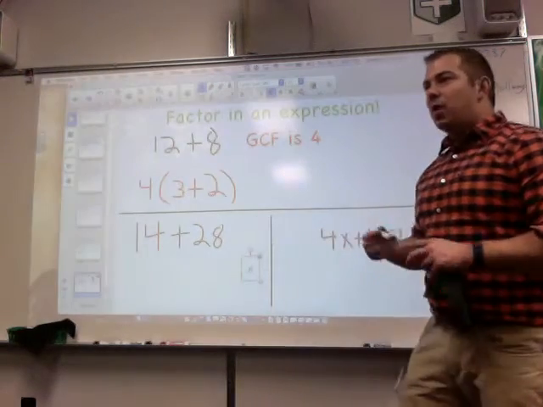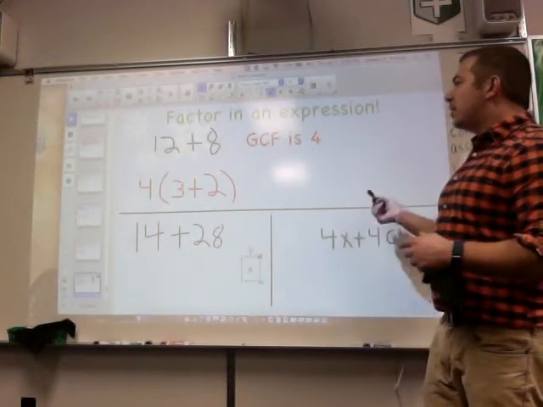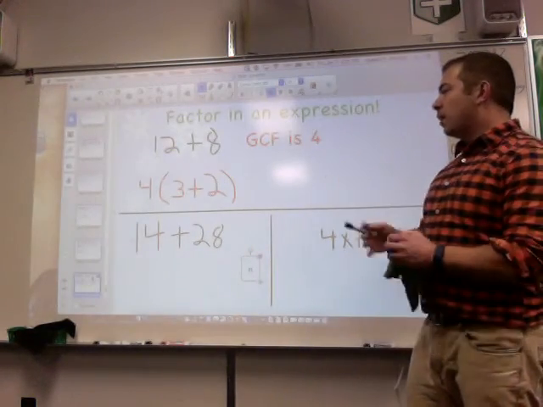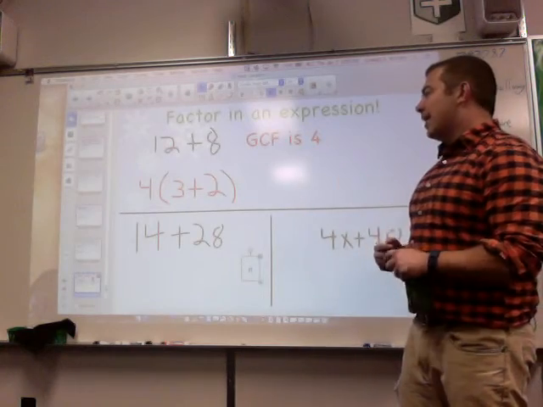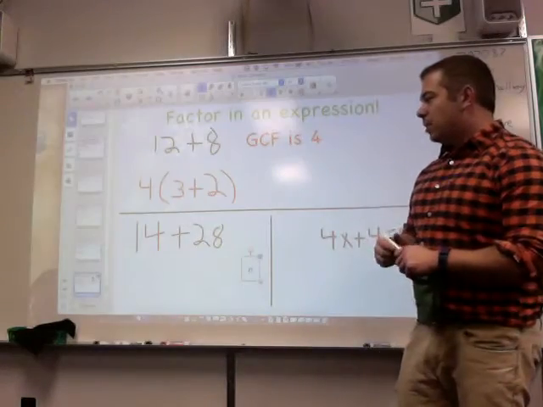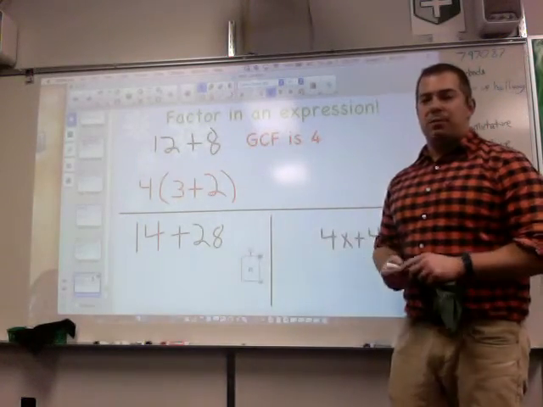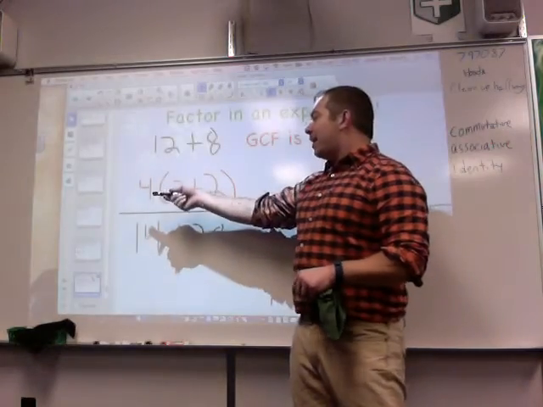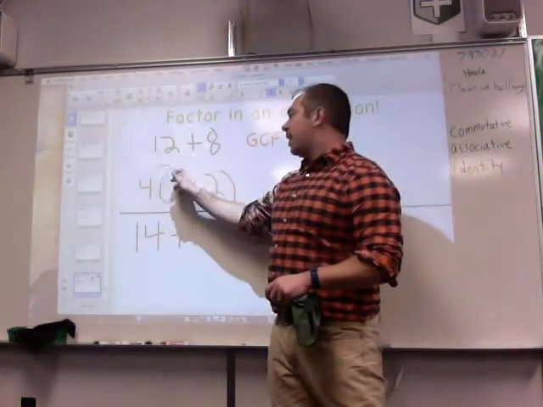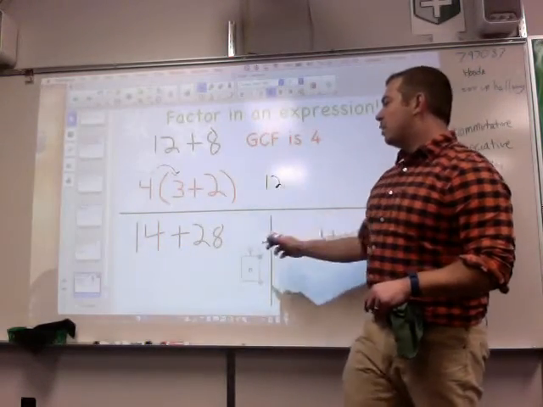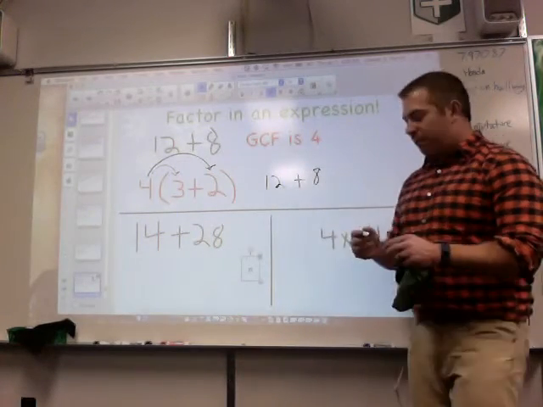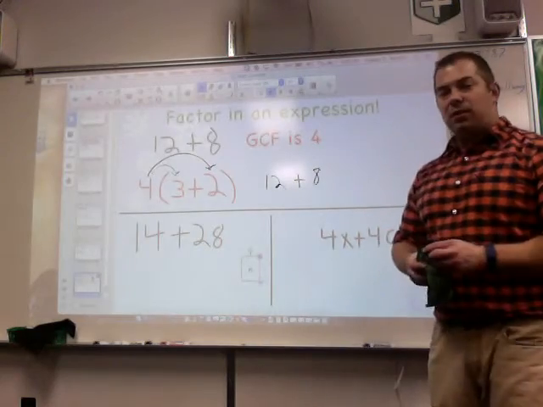I want to go backwards and figure out what a factor could have been. So 12 and 8 both have a GCF, the greatest common factor, of 4. 4, 8, 12, 4, 8. So I rewrote this as 4, parentheses, 3 plus 2. So I went backwards from my distributive property, basically. If I use the distributive property now, I should be back to 12 plus 8. Let's see. 4 times 3 equals 12. 4 times 2 equals 8. And I'm back to 12 plus 8. It's just backwards thinking, which is kind of cool, I guess.